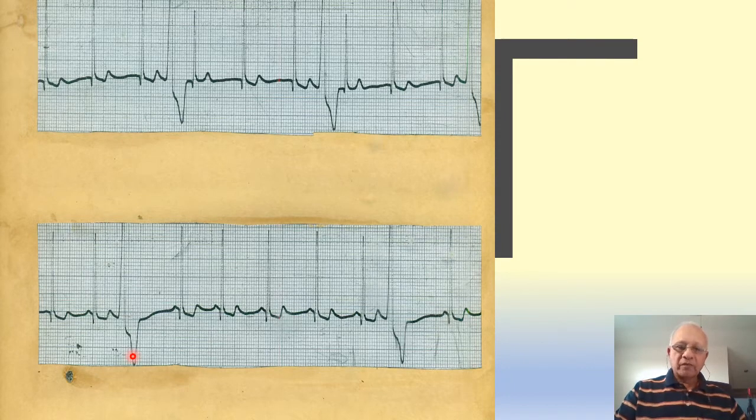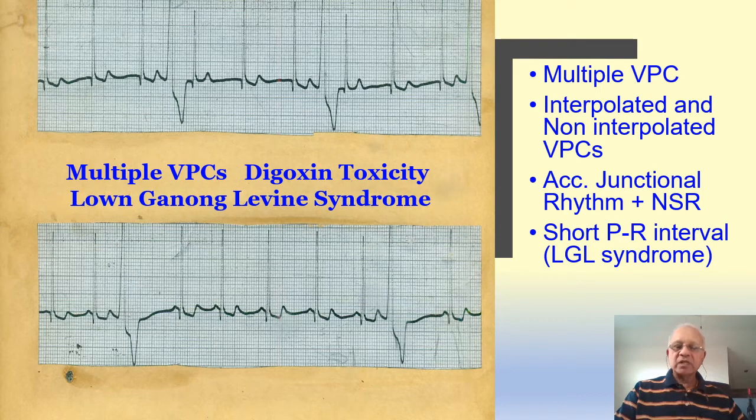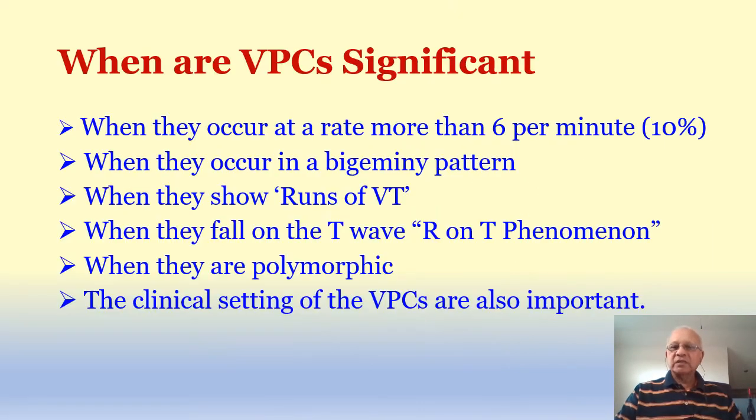So, all the findings which you see here are multiple ventricular premature beats, interpolated and non-interpolated, accelerated junctional rhythm in the upper strips, and normal sinus rhythm in the lower strip, with a short PR interval and Lown-Ganong-Levine syndrome. So there are multiple diagnoses in this patient. My next question, this is a diagnosis. My next question was, when will you treat these ventricular ectopics in this patient in an urgent manner, that is immediately, without waiting for spontaneous resolution or so. That we will discuss in the next slide.